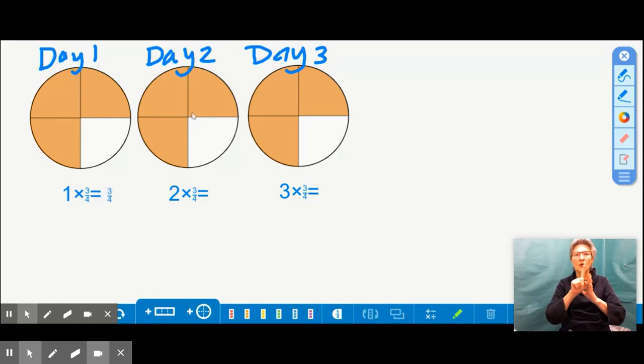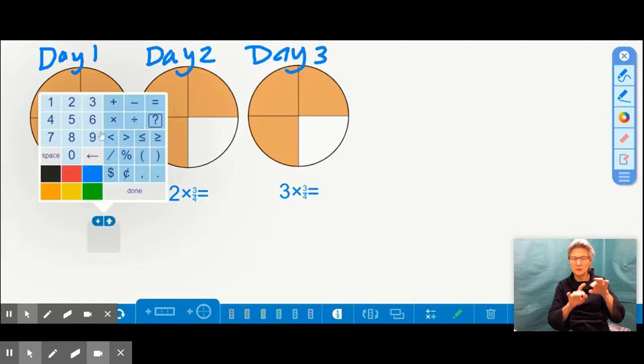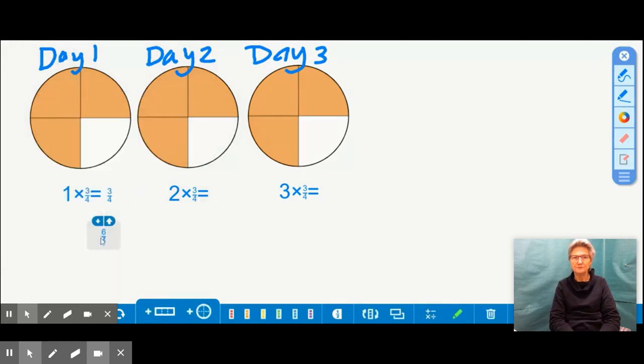Now day 2, I'm going to think about it as 2 times 3/4 of an hour. If I count my parts here, it would be 1, 2, 3, 4, 5, 6. But each of those parts represents fourths. So it would be 6/4. I'm going to type that out as well. 6/4. Okay, we'll put that over here.